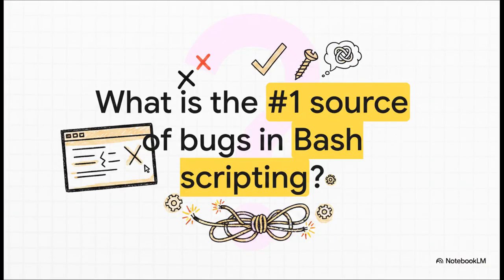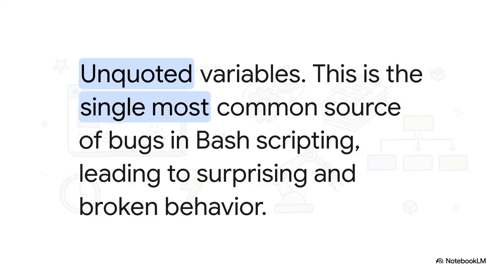So I'm going to ask you a question. What do you think is the single biggest, most common reason that Bash scripts break? Is it some complex logic error, a typo in a command? No, it's something much, much simpler and far more common. This is it. Unquoted variables. Seriously, forgetting to put double quotes around your variables is the number one cause of bugs and weird behavior in shell scripting. It seems so small, but it leads to so many problems.